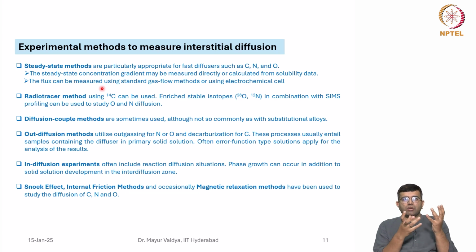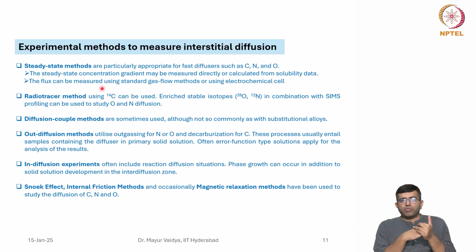So, you have to design an experiment such that there is steady state diffusion, and by measuring the flux and the concentration gradient and using the appropriate Fick's law, you can calculate the diffusivities. Then the radio tracer method, so carbon 14 isotope can be used. For oxygen and nitrogen, radio tracers are usually not possible, but you have enriched stable isotopes, so that you can use the technique of secondary ion mass spectrometry to study the oxygen and nitrogen diffusion.